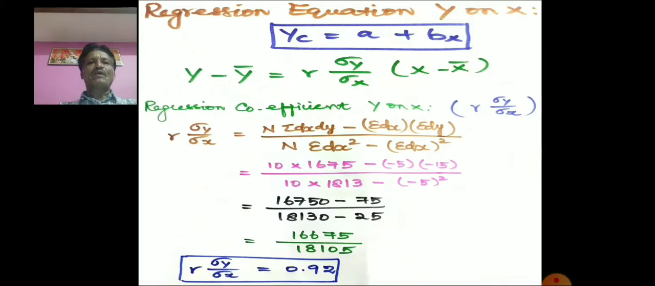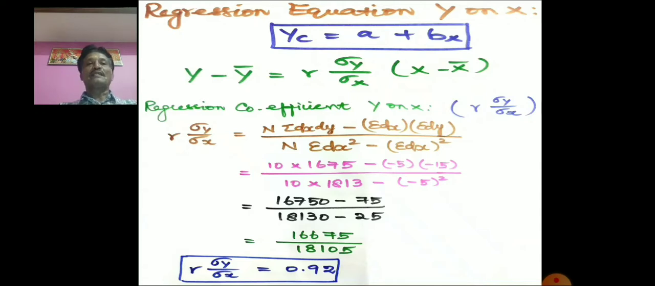So in the same way we have to estimate the regression equation for y on x. So the fitted equation is yc equal to a plus bx. So y minus y bar equal to r sigma y by sigma x into x minus x bar. This is the equation for calculating the regression line or regression equation y on x. So here also we have to estimate the regression coefficient y on x. So r sigma y by sigma x is called the regression coefficient y on x.